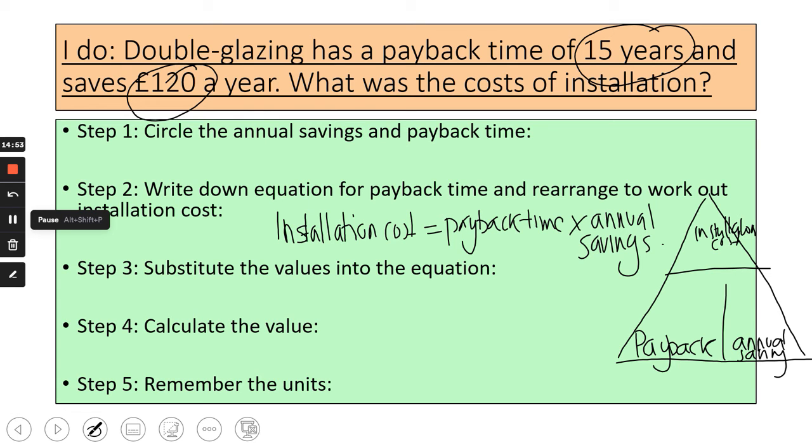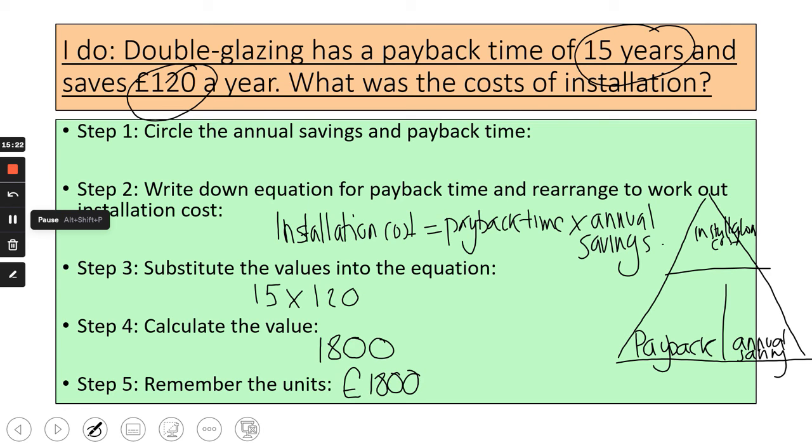So my step number 3 is going to be substituting these values into the equation. So it would be 15 times 120. I'm then going to calculate this, and it should be 1,800. Okay, I need to remember my units. So again, it's going to be pounds.